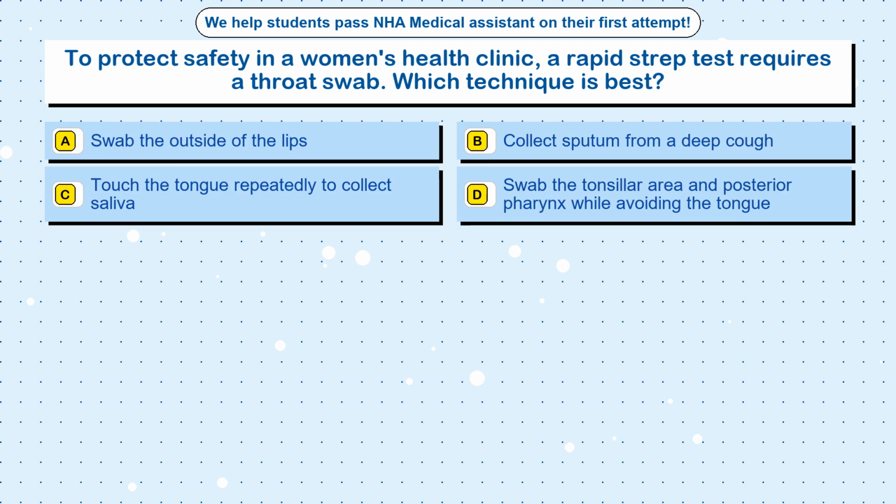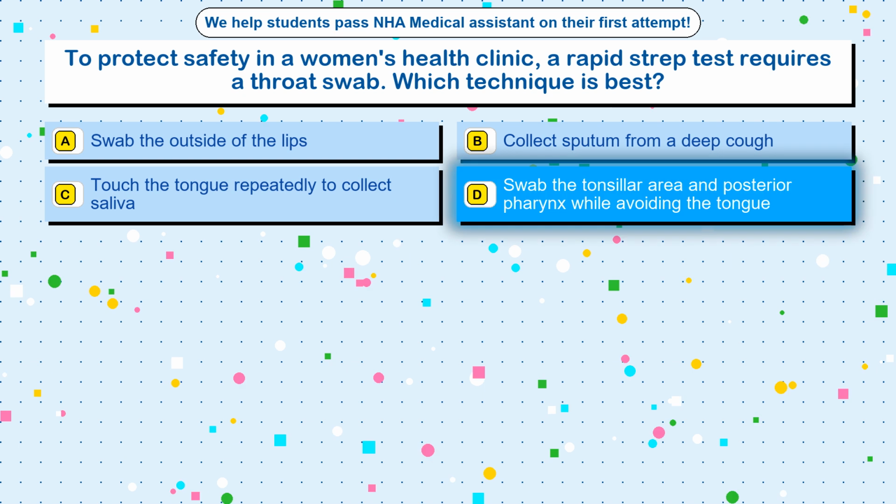Question 96. To protect safety in a women's health clinic, a rapid strep test requires a throat swab. Which technique is best? Option A, swab the outside of the lips. Option B, collect sputum from a deep cough. Option C, touch the tongue repeatedly to collect saliva. Option D, swab the tonsillar area and posterior pharynx while avoiding the tongue.